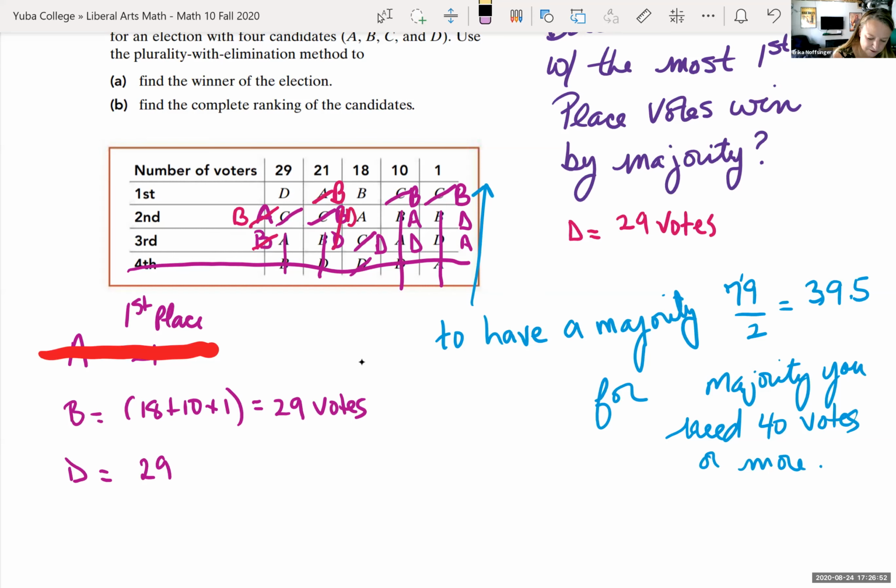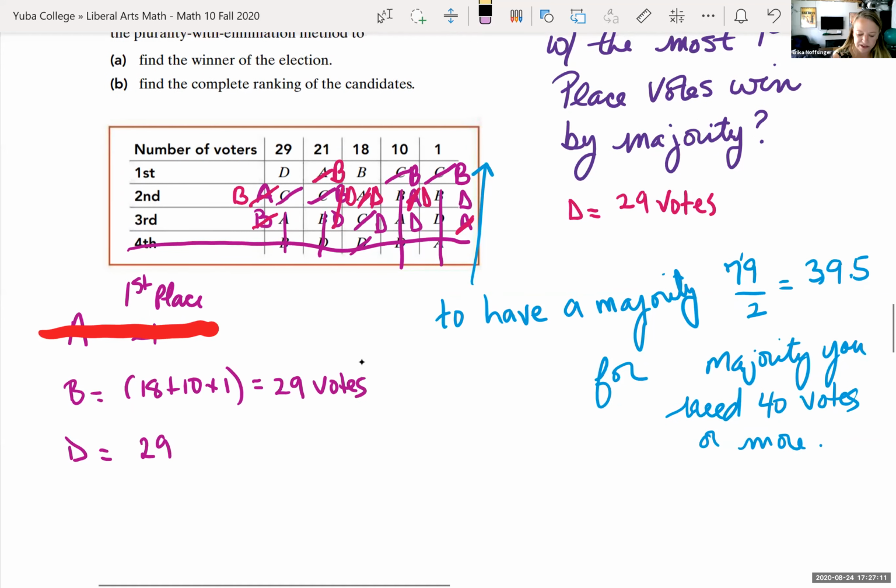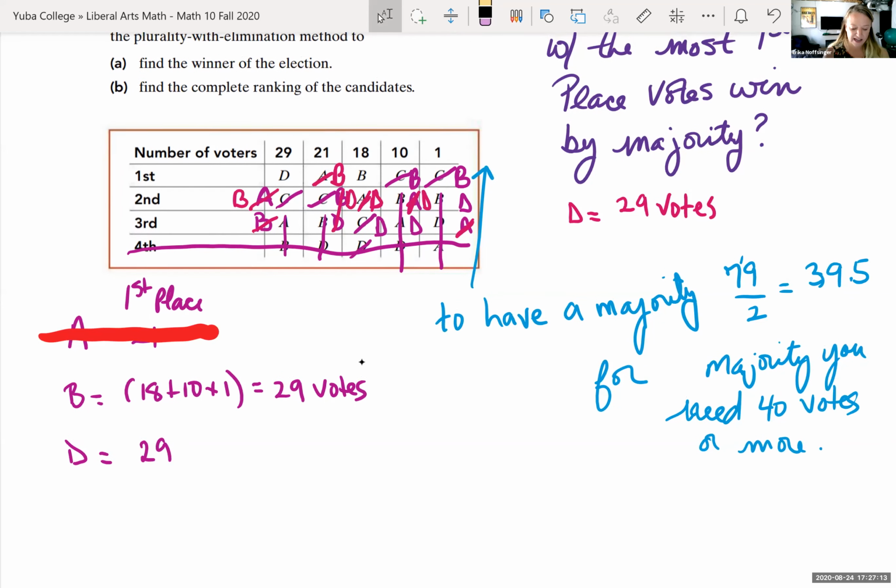And then D. We have an A here, so this moves up D. We have an A here. That still moves up D. And D just remains there. So the only thing that happened now really with getting rid of candidate A is now B has another 21 votes. Doesn't look like D got any more votes by moving up.